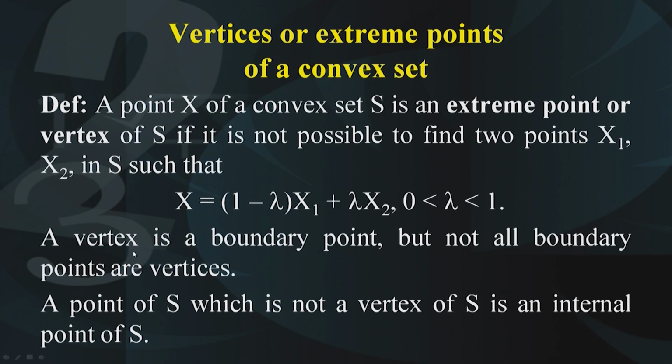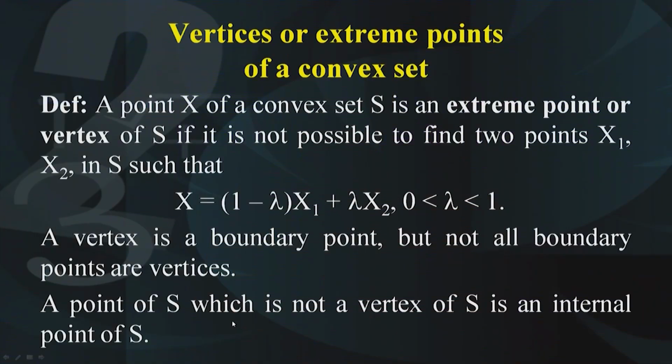So, that means a vertex is a boundary point, but not all boundary points are vertices. For example, let us take the case of a circle. Any point on the circumference of a circle is a boundary point, but it is not a vertex. Also, a point of S which is not a vertex of S is an internal point of S.